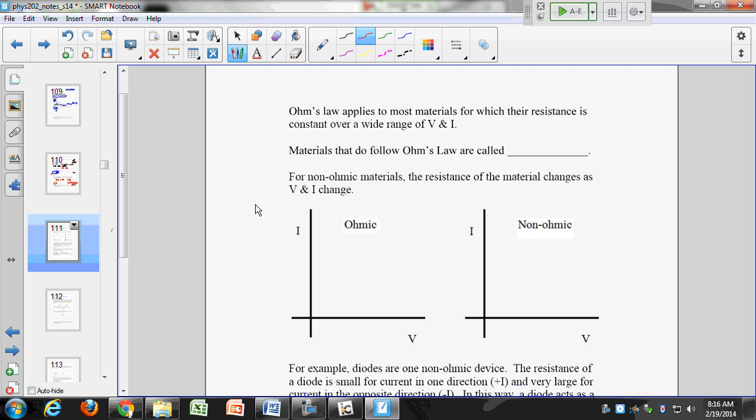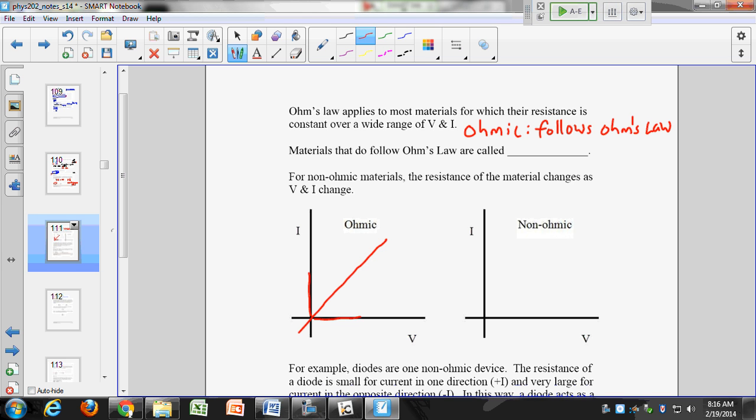Okay. Now, Ohm's law applies to most materials for which their resistance is constant over a wide range of V and I. We call these devices ohmic. And ohmic just means it follows Ohm's law. So if we were to plot I versus V, it would look like this. It would look like a straight line. Whenever you increase V, I increases by the same amount.